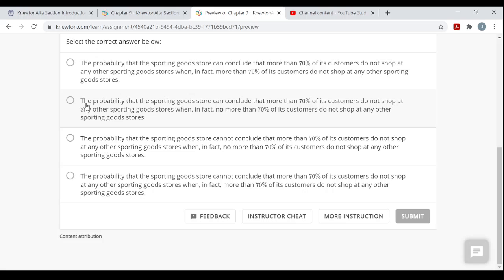How about this one? The probability that the sporting goods store can conclude that more than 70% of its customers do not shop at other stores. You conclude the alternate, but in fact, no more than 70%. This is the null, and that's actually true. So this is saying they conclude the alternative hypothesis when in fact the null hypothesis was true. This is a type 2 error. When you conclude the alternative hypothesis is true, but in fact the null was, and you shouldn't have rejected the null. You reject.